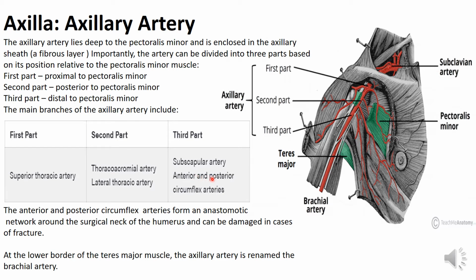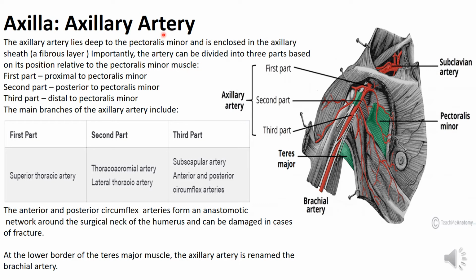This anterior and posterior circumflex artery supply blood to the surgical neck of the humerus. So when this part of the humerus fractures, these arteries are easily damaged. You can see another muscle here, that is the teres major muscle. This is the lower border of the teres major muscle. At the lower border of this muscle, this axillary artery is renamed as the brachial artery. In short, brachial artery is the continuation of axillary artery at the lower border of the teres major muscle.